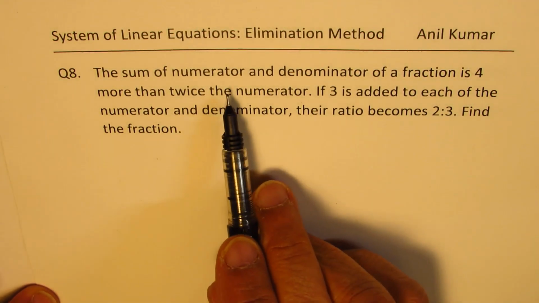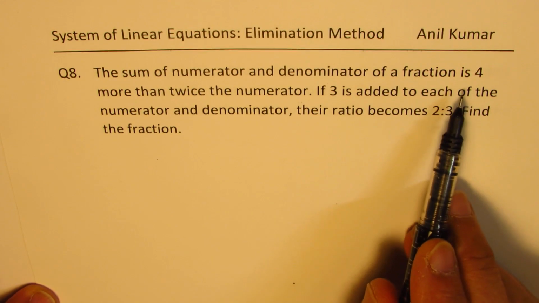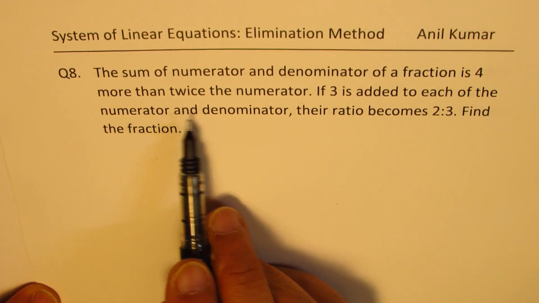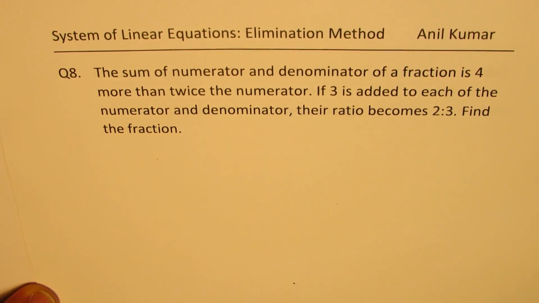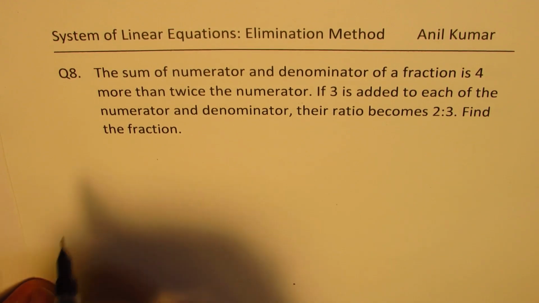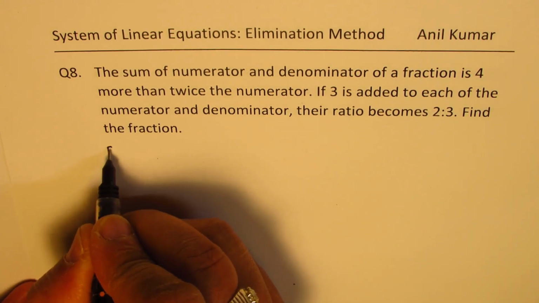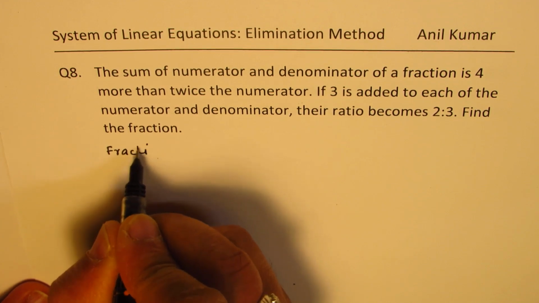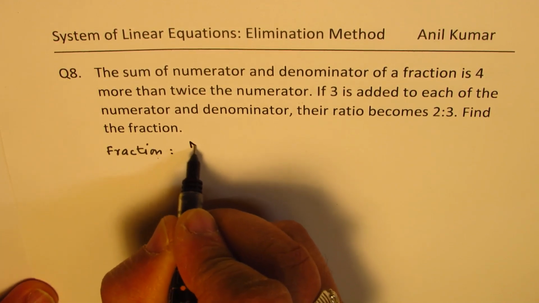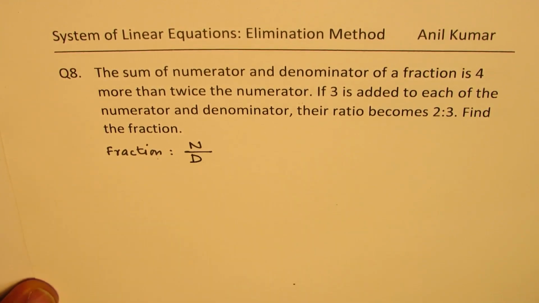The sum of numerator and denominator of a fraction is 4 more than twice the numerator. If 3 is added to each of the numerator and denominator, their ratio becomes 2:3. Find the fraction. So let the fraction be what? Let's say numerator divided by denominator. Let's say n and d. So numerator divided by denominator.